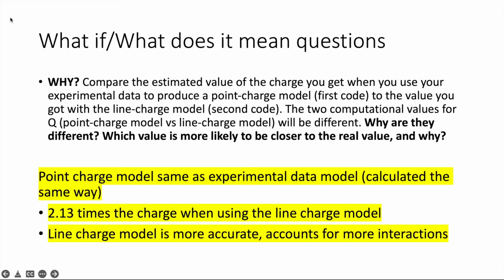When comparing the different computational models, you can see that there is a significant difference. The line charge model gave a charge that was more than double, so 2.13 times the charge we initially calculated using the point charge method. And I believe the line charge method is more accurate because it accounts for more interactions.